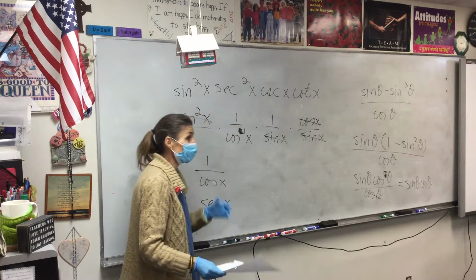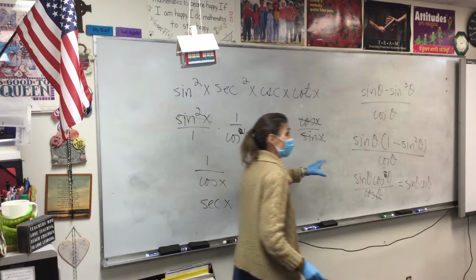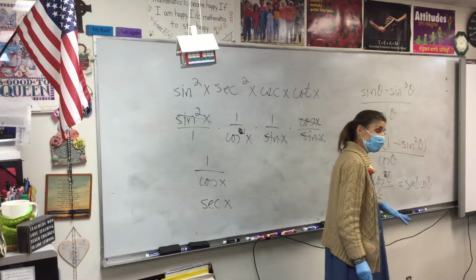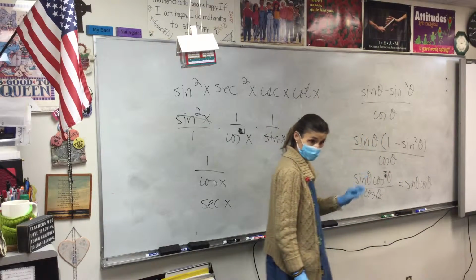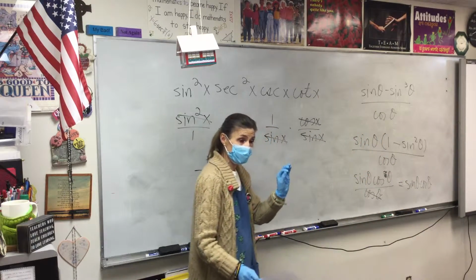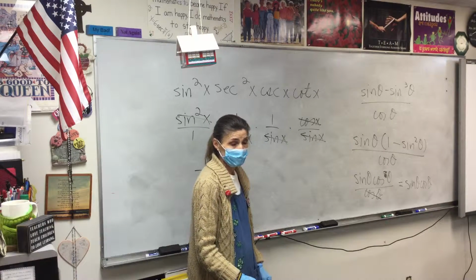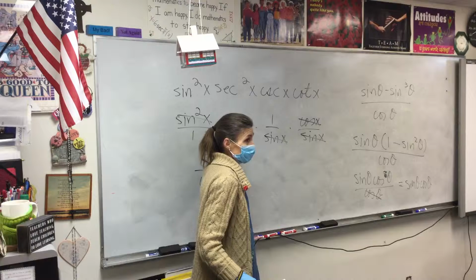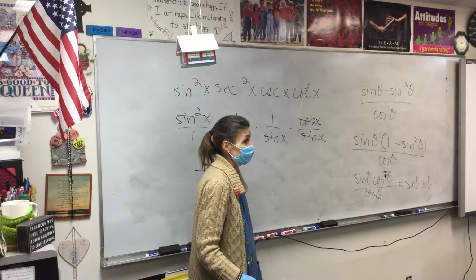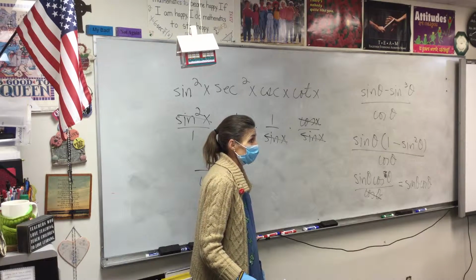So one of your problems is going to use the identities. 1 plus tangent squared is secant squared, 1 plus cotangent squared is cosecant squared, and sine squared plus cosine squared is 1. You're going to use one of those identities. And the other one's going to be like this. Okay?